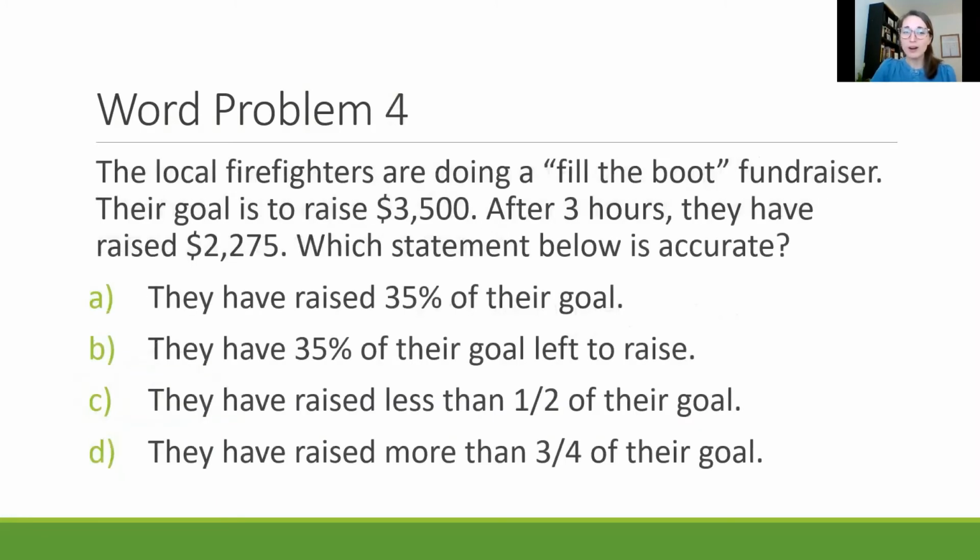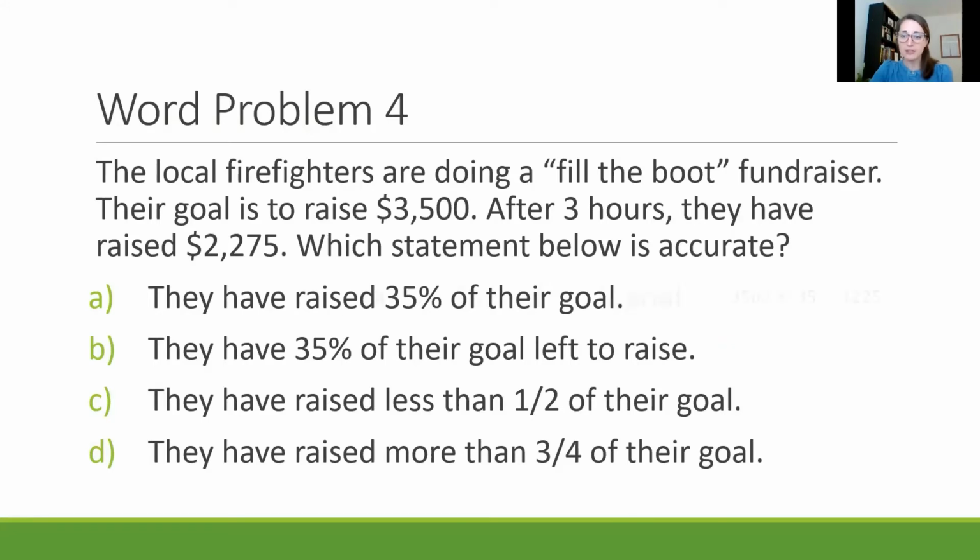For word problem 4, it says the local firefighters are doing a Fill the Boot fundraiser. Their goal is to raise $3,500, and after 3 hours, they have raised $2,275. Which statement below is accurate? Well, here we know we have these 2 amounts: $3,500, the goal, and how much they've actually raised in the 3 hours that they've gotten started on it, which is $2,275. So we're going to have to test out all these statements to see which one is accurate.